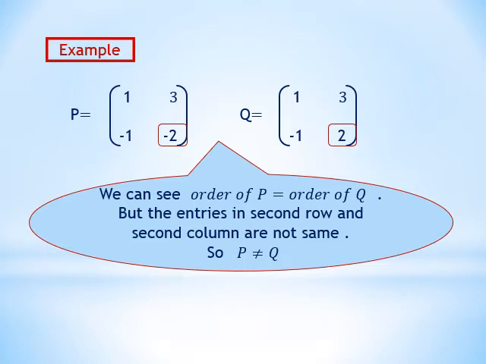No doubt order of P is equal to order of Q. First condition is satisfied, but the second condition is not satisfied because of this negative 2 and this 2. Otherwise, you can observe this one corresponds to this one, both are the same. These 3 correspond to these 3, both are the same. This negative 1 corresponds to this negative 1, both are the same. But these negative 2 and 2 are not the same. So P is not equal to Q.